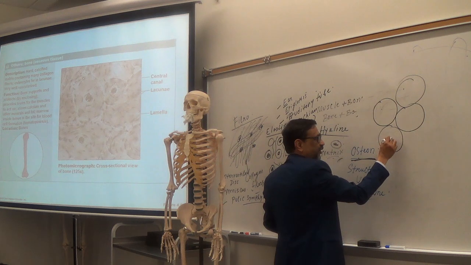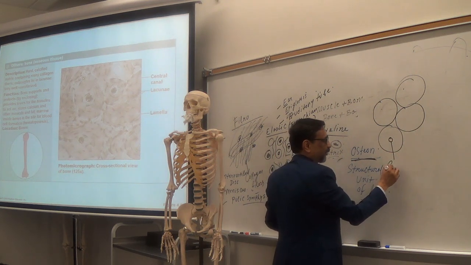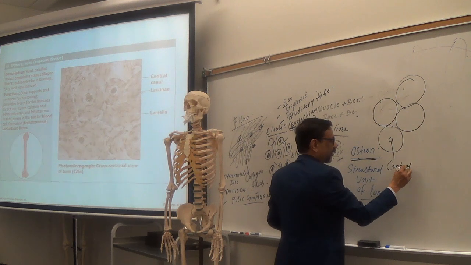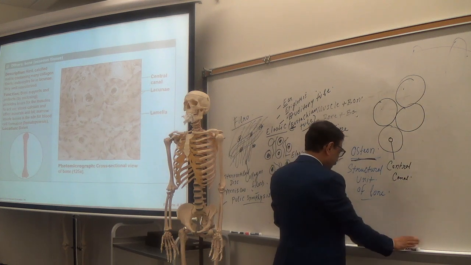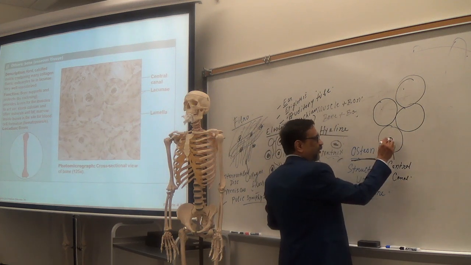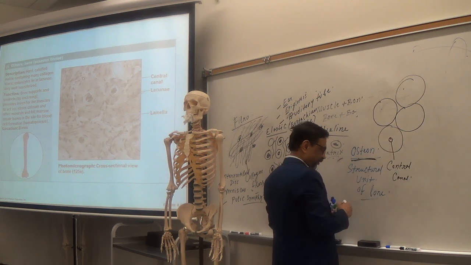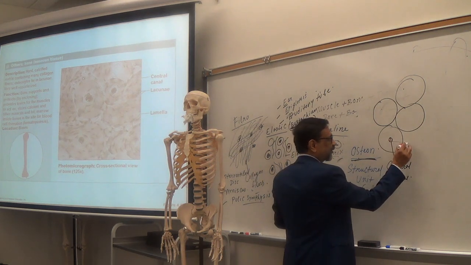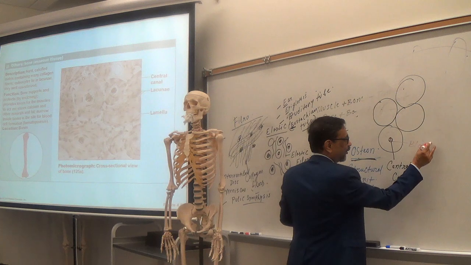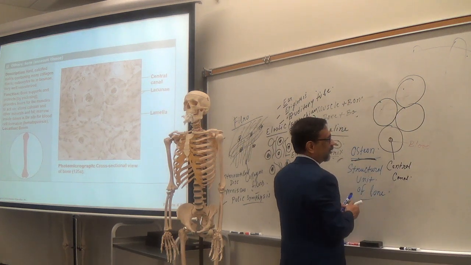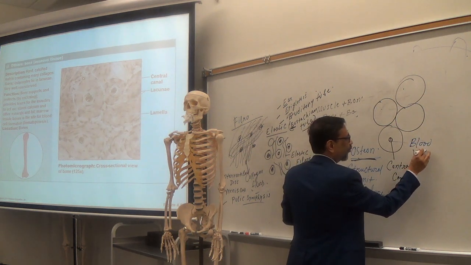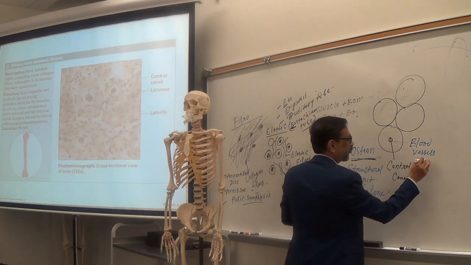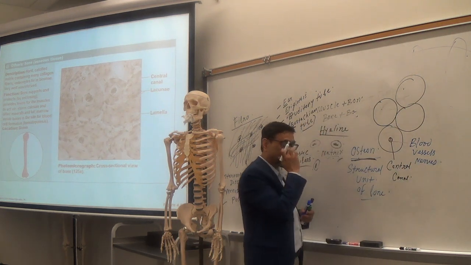In the center of the osteon, you have a canal. That is called the central canal. Okay? Why do you have a canal in the center? Blood vessels, artery, vein, and nerve. So nerves and blood vessels. We know that bones are vascular, blood vessels are located there.